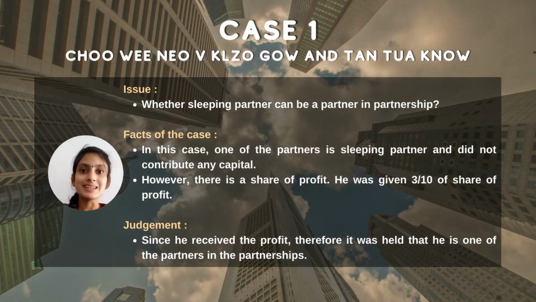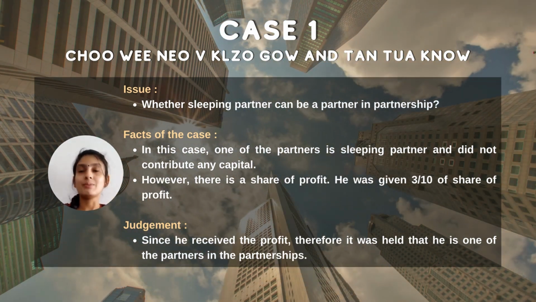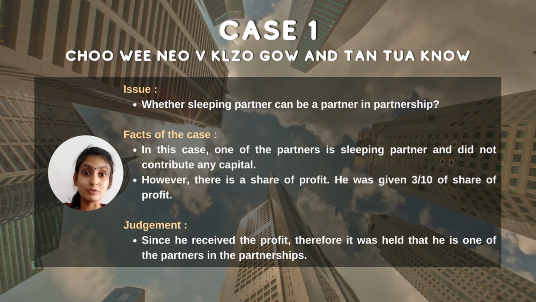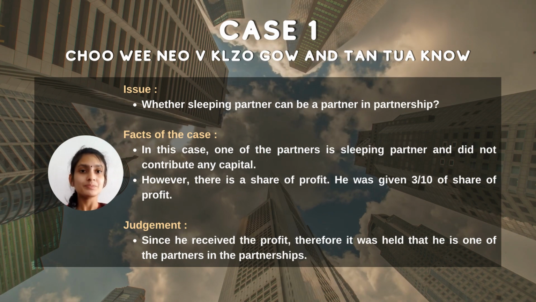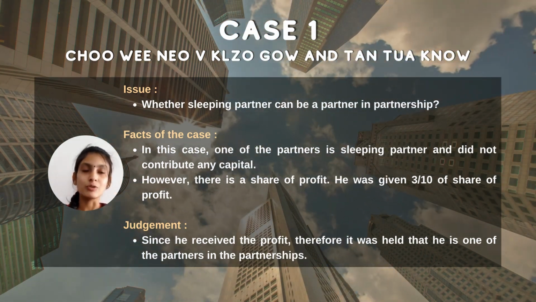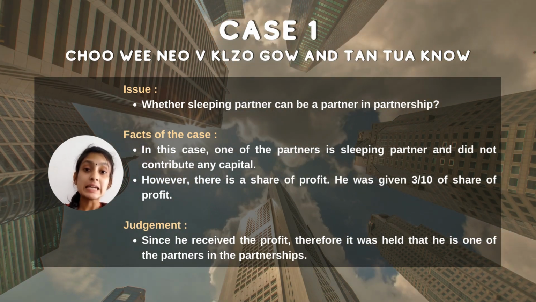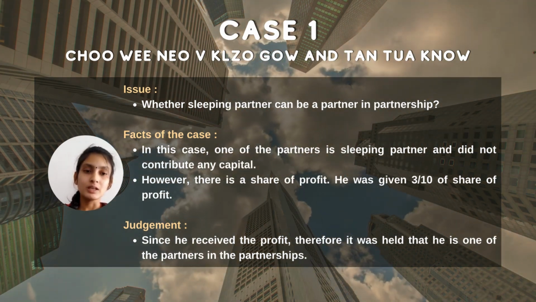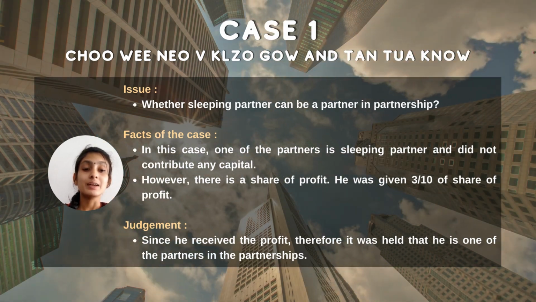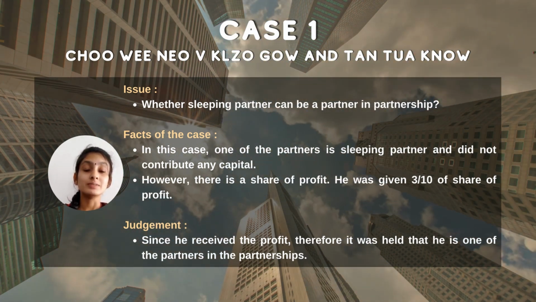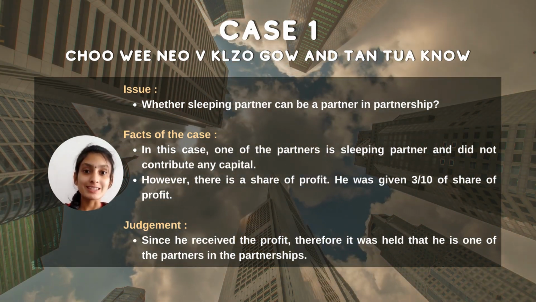So it's very easy, right? Since we already discussed that there are many types of partners in the formation of partnership, and one of them is the sleeping partner, according to this case, even though this partner is a sleeping partner, since he received a share of profit, it is recognized that there is a partnership and he is the partner. So that's all about this case.